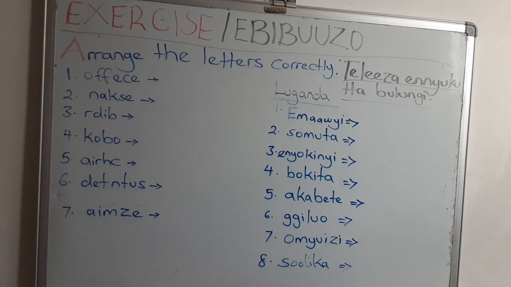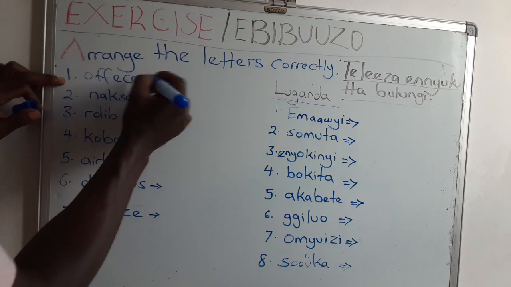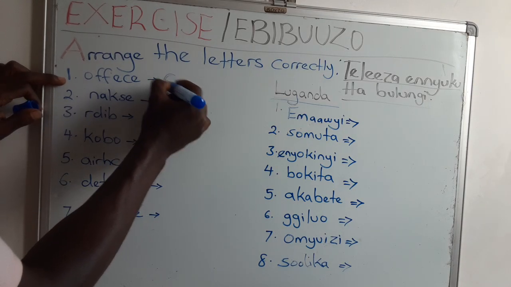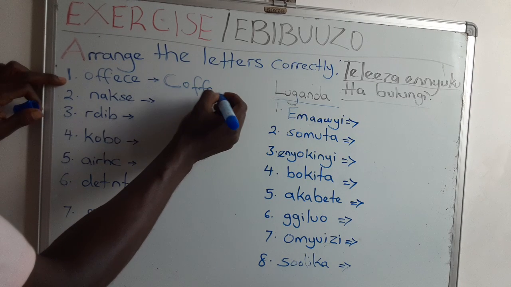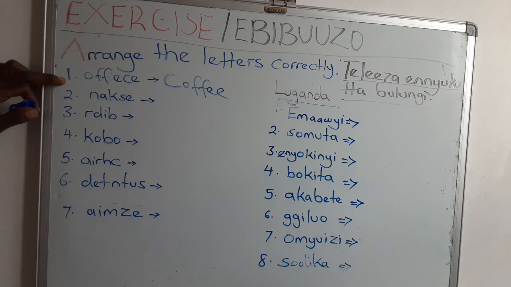Okay, so let's do the exercise together. Katujuzeemu exercise tulabe biki byoyiseemu biki byogudde. Hope you are marking yourself. Okay, number 1, what have you written? Okay, and the answer is coffee. So number 1 was C-O-F-F-E-E. Coffee. Are we together? Hope you've got that one right.